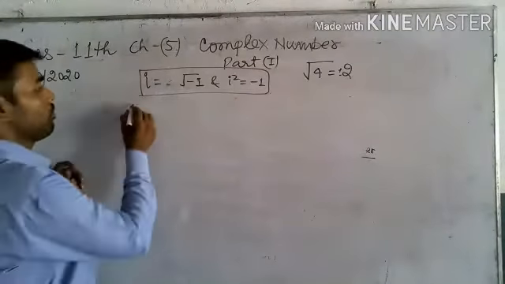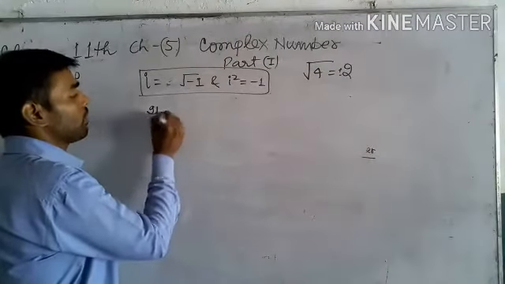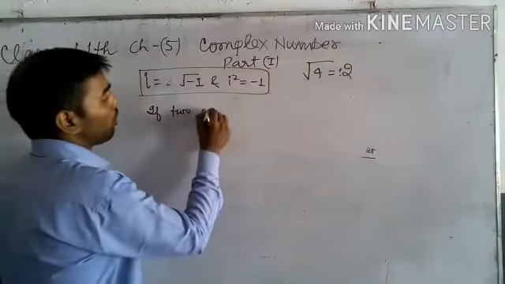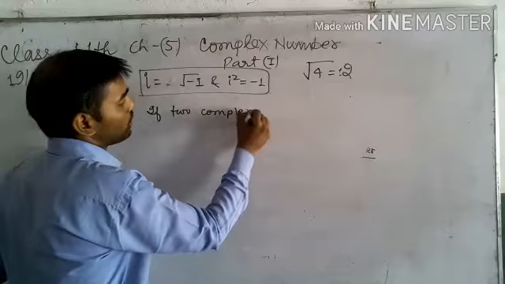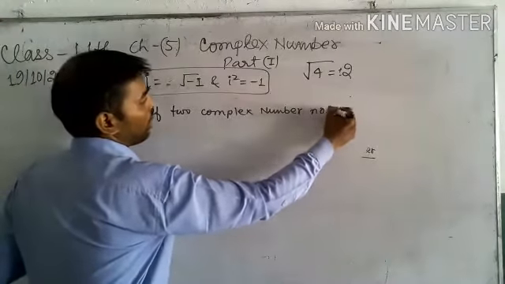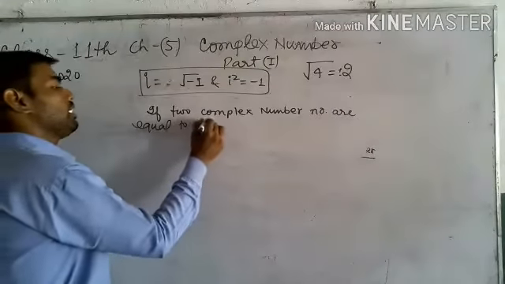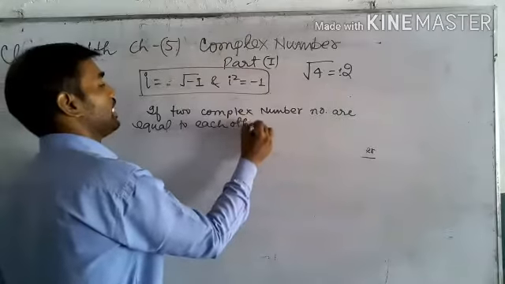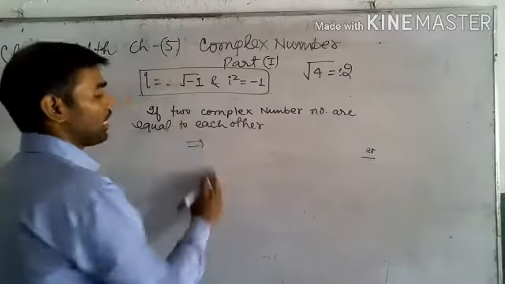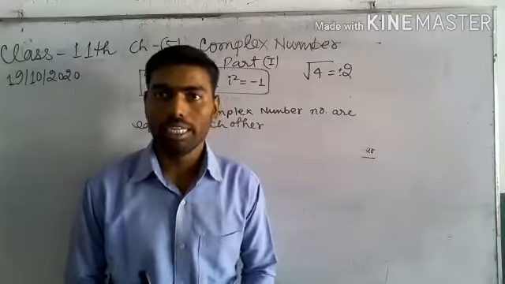Conjugate of complex number. Now, if two complex numbers are equal to each other, it means the real part is equal to the real part and the imaginary part is equal to the imaginary part.